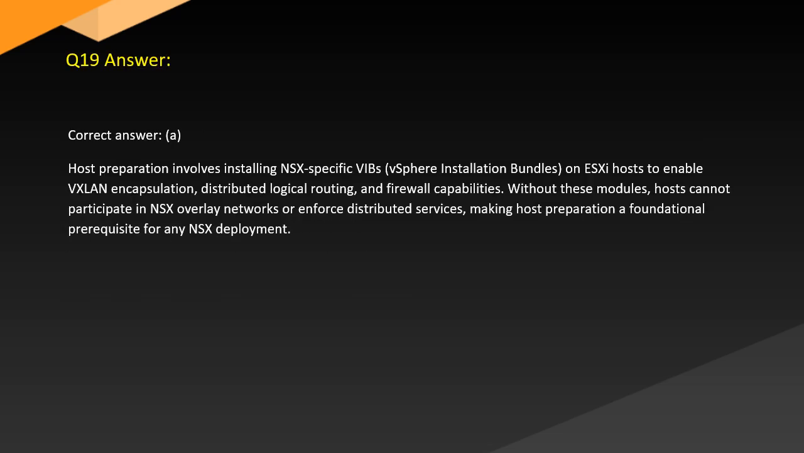Answer. Correct answer: A. Host preparation involves installing NSX-specific VIBs, vSphere installation bundles, on ESXi hosts to enable VXLAN encapsulation, distributed logical routing, and firewall capabilities. Without these modules, hosts cannot participate in NSX overlay networks or enforce distributed services, making host preparation a foundational prerequisite for any NSX deployment.